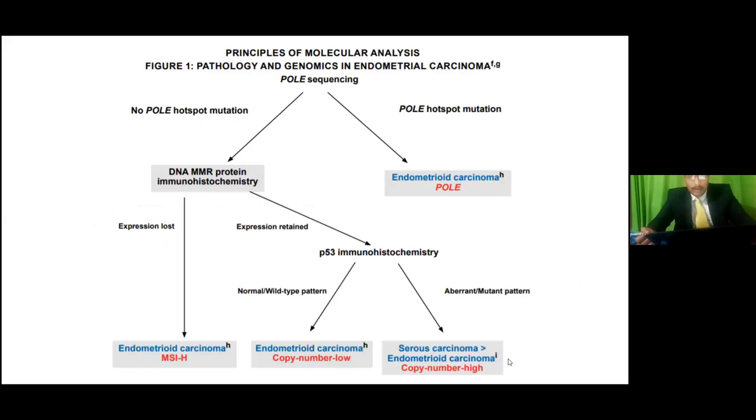Upon the DNA MMR protein immunohistochemistry, if the expression is lost, then it is the microsatellite instability, hypermutated endometrioid carcinoma. And depending upon the P53 immunohistochemistry, if it is normal or the wild-type pattern, then it is the copy number low type of endometrioid carcinoma. If the aberrant or mutant pattern is seen, that is the copy number high type, and the histology will more often be serous carcinoma when compared with the endometrioid carcinoma.